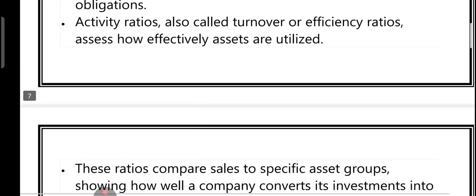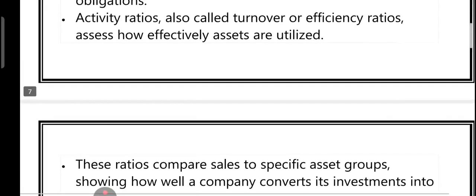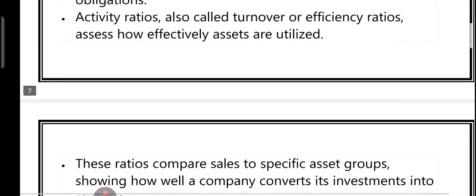Now let's talk about the activity ratio. Activity ratio measures efficiency, which is why they also call it the turnover ratio or efficiency ratio. It tells us how well a company uses its asset to generate sales. While we were talking about the liquidity ratio, we were concerned with whether the company has enough asset to cover its liability or not. Now when we talk about the activity ratio, we are concerned with whether the company has enough asset to generate more sales. That is what activity ratio shows.